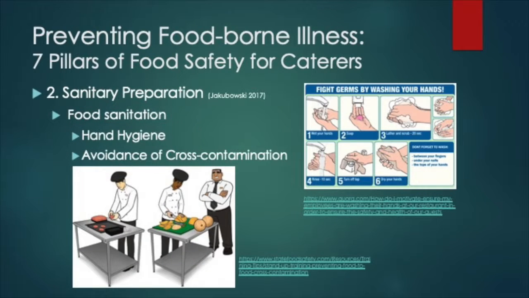The next pillar is sanitary preparation. Whether your company is preparing the food or you are being sent pre-prepared food, this is absolutely crucial as prepping food is one of the easiest places for contamination of food to occur. Sanitary preparation includes hand hygiene, which we've discussed is among the most important acts your staff need to be doing to prevent illness, and it also includes avoidance of cross-contamination, as it shows in this graphic where the raw meat prep station is completely separate from the produce prep station, since the produce requires no cooking.